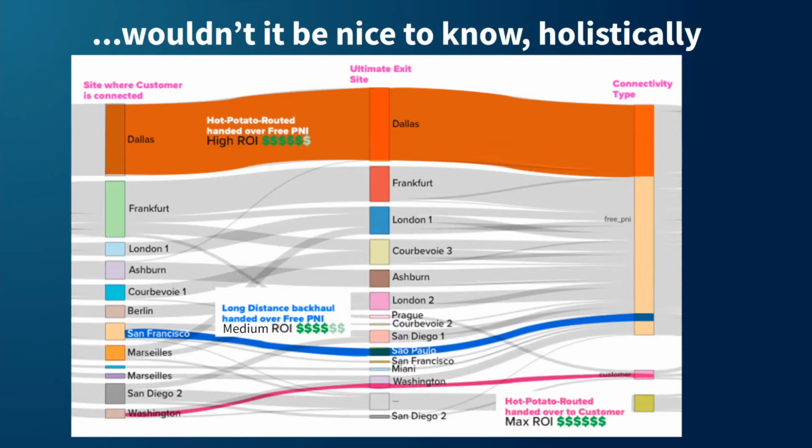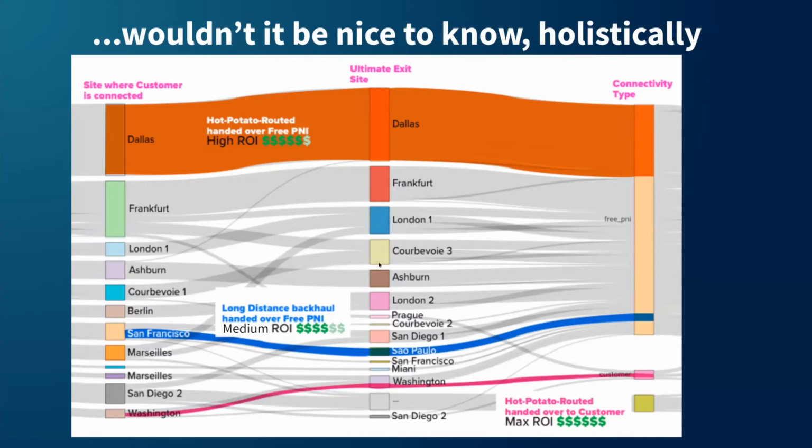Some stuff goes from Dallas to Dallas, so it's hot potato routed, and it ends up, you'll see the last block in a Sankey is the connectivity type, going through a PNI, so it's fairly financially interesting for me as a transit provider. Other stuff goes from San Francisco to Sao Paulo in Brazil through a PNI, so I still have the cost of transport, which is not negligible. And then some of the stuff goes customer to customer, Washington to Washington, which is the most ideal financial case for me as a transit provider.